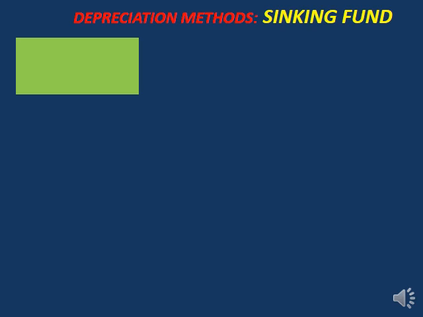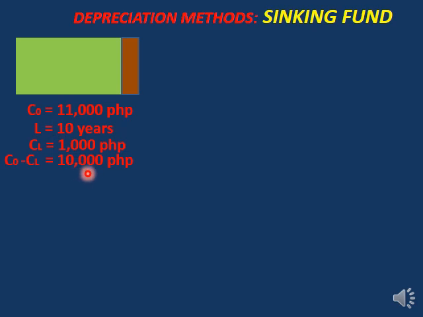Okay, we are now on the sinking fund method of depreciation. What is the sinking fund method of depreciation? We'll illustrate that using this illustration. Suppose we have a photocopier, and this photocopier costs 11,000 pesos brand new. This machine has a life of 10 years, and the cost of plastic and metals in it is 1,000 pesos. Meaning the cost of service of this machine, 11,000 less 1,000, is 10,000 pesos.